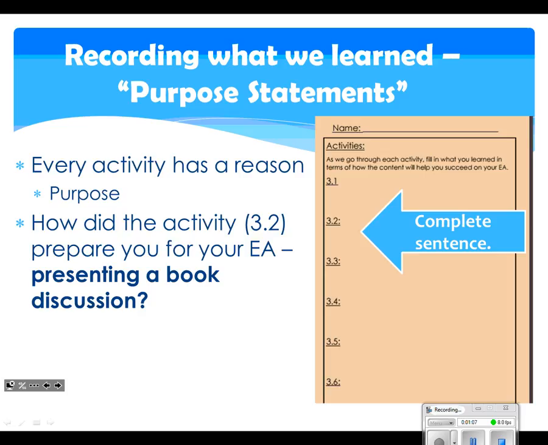Once you've got your purpose statement written down, flip your bookmark to the back side. We can catalog which concepts 3.2 helped you practice. 3.2 covered 3 of the 9 concepts that your full presentation is going to be graded on. So it helped you practice concept 1 of reading aloud. It had you practice concept 4 of collaborating and preparation with a group. And it had you practice concept 7 of communicating with your group members. So those are the 3 concepts that 3.2 helps you practice.